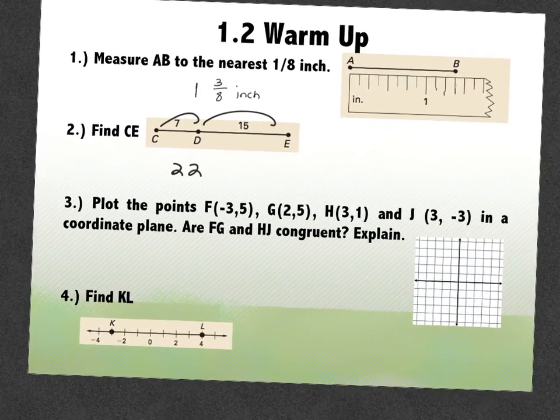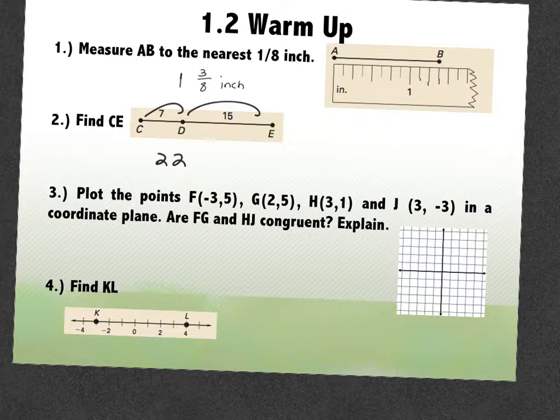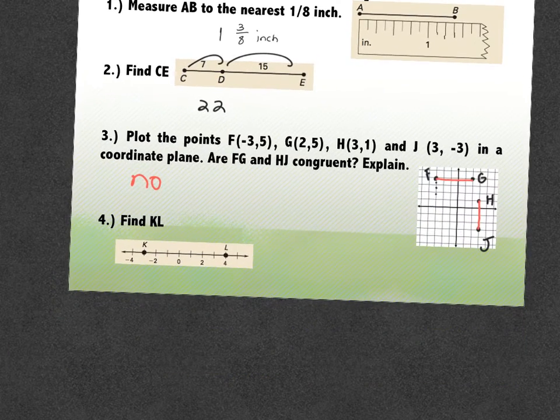Number 3 says plot the points. F, -3, 5. 1, 2, 3, 4, 5. G, 2, 5. H, 3, 1. And J, 3, -3. 1, 2. Are FG and HJ congruent? F, G is here. H, J, they are both segments, yes. But are they the same length? No. So no, and the reason is they're not the same length.